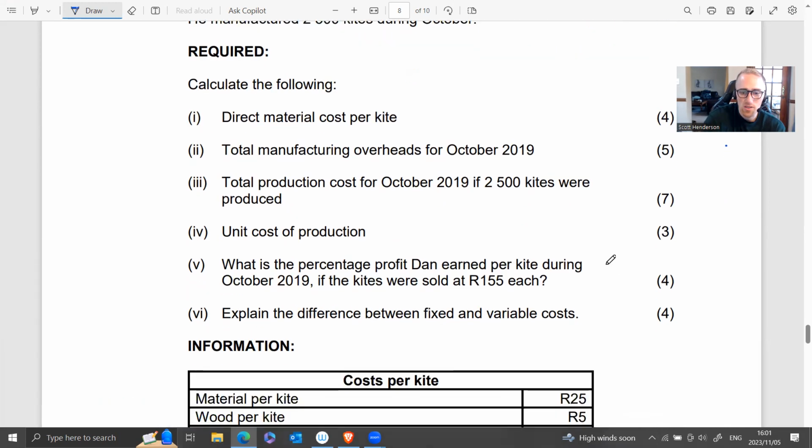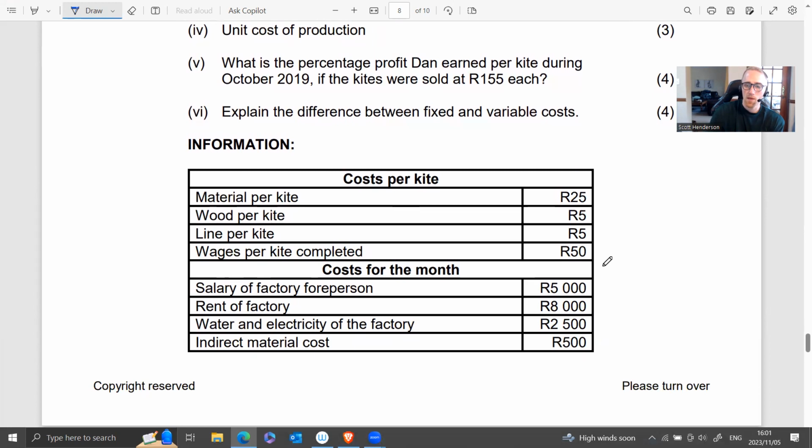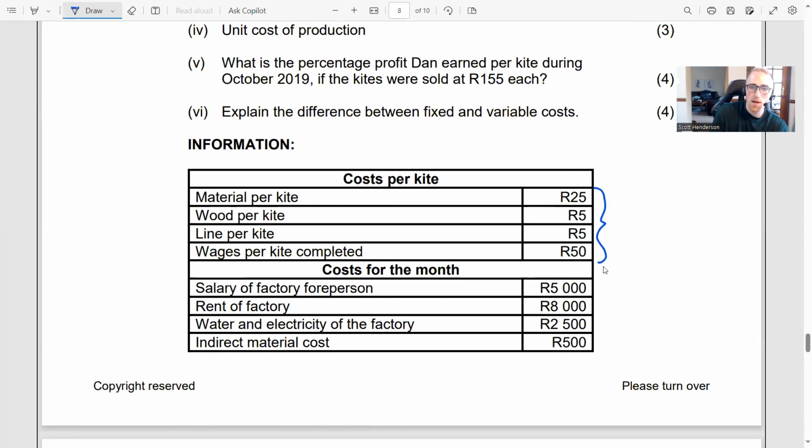Direct material cost. Well, let's go to our information. Here are our direct costs, also called our variable costs per kite. They are these four here. But they asked us to work out the direct materials cost. So we cannot include wages. So we must use just the first three, which are material per kite, wood per kite, line per kite. 25 plus 5 plus 5 is 35 Rand per kite.